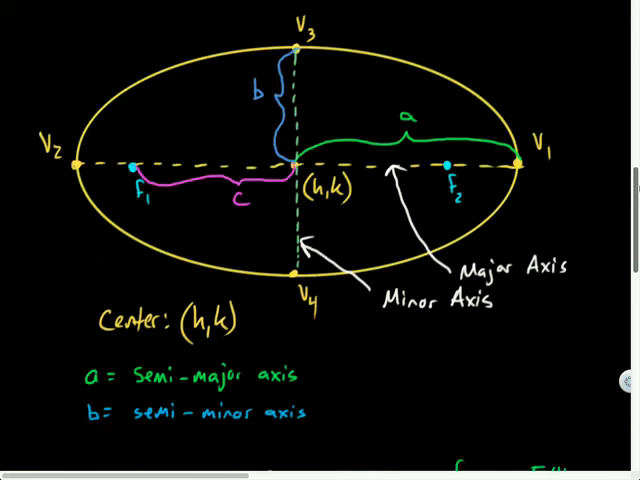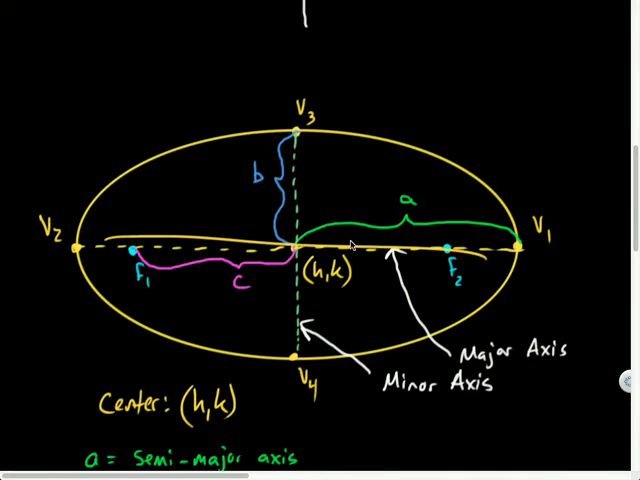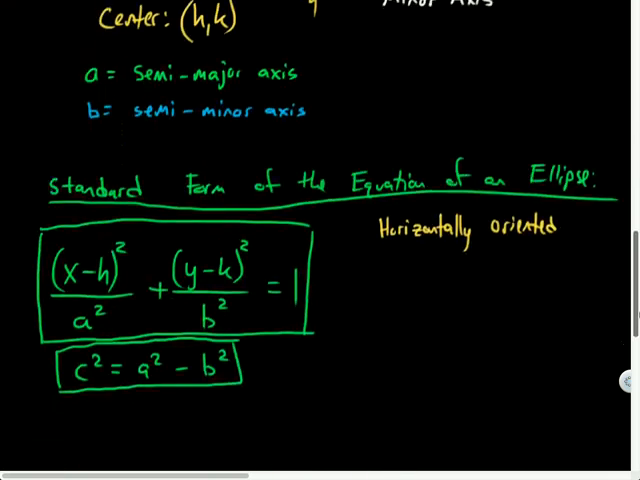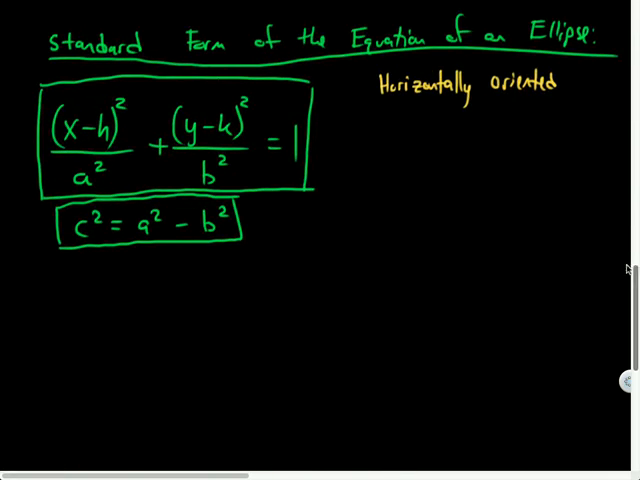Meaning it's stretched out kind of like this one. It's wider than it is tall, right? That's what I mean by horizontally oriented. You know it's horizontally oriented because a squared is bigger than b squared. Whichever fraction has your larger denominator, notice that the a squared is under the x, so therefore it's horizontal. If my larger denominator was under the y, then it would have been vertically oriented.